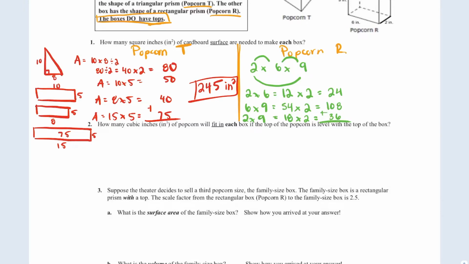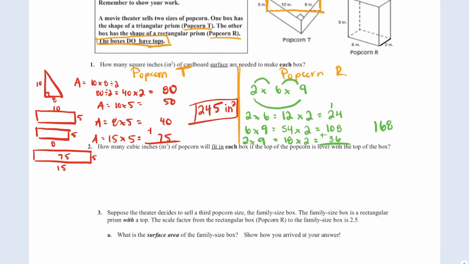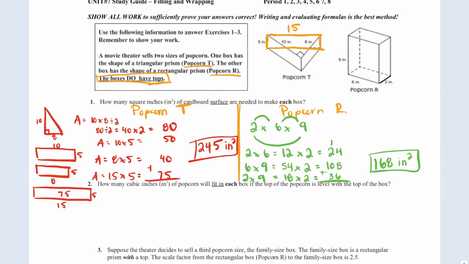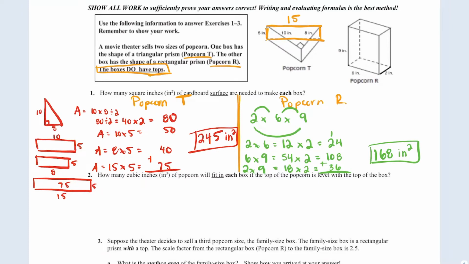So 6 plus 8 is 14, plus another 4 is 18. 3 plus 0 is 3, plus 2 is 5, plus 1 is 6. And then I have a 1 at the end. So there we go. I have 168 square inches of cardboard for popcorn R versus 245 square inches for popcorn T.